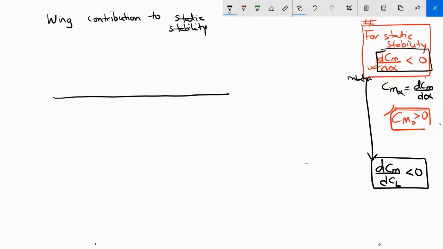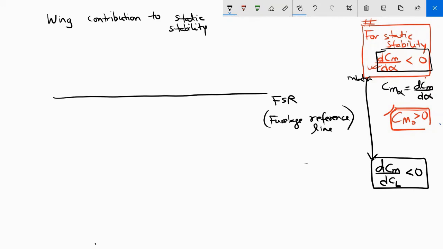Consider the fuselage reference line, FRL. This is called the fuselage reference line. This line lies in the plane of symmetry of the fuselage, so you can think of this as an axis or the line of symmetry.